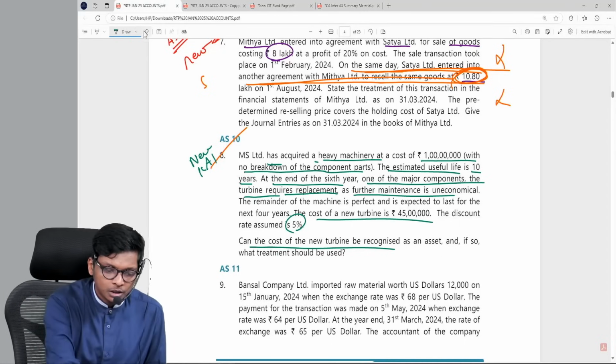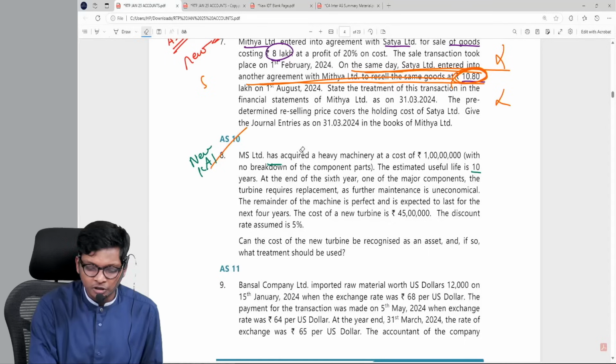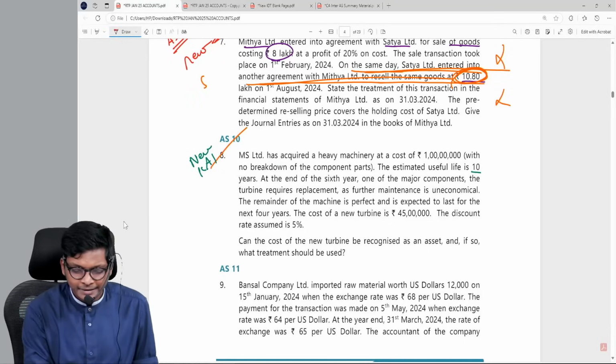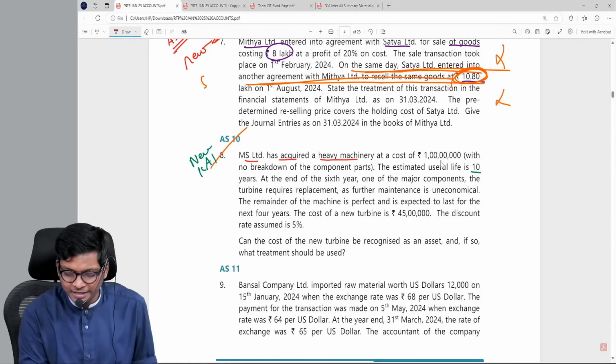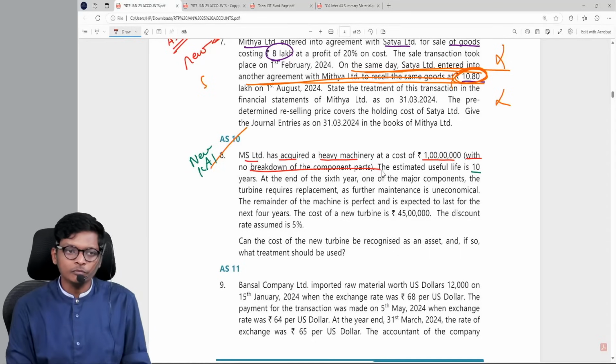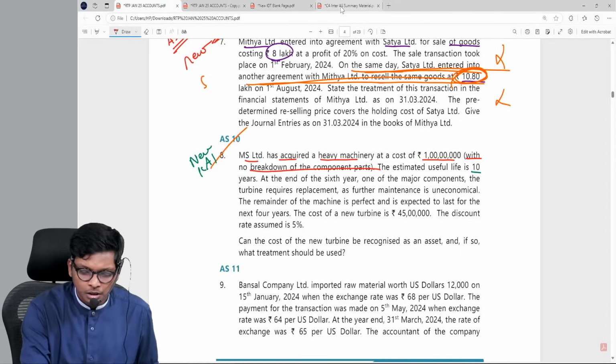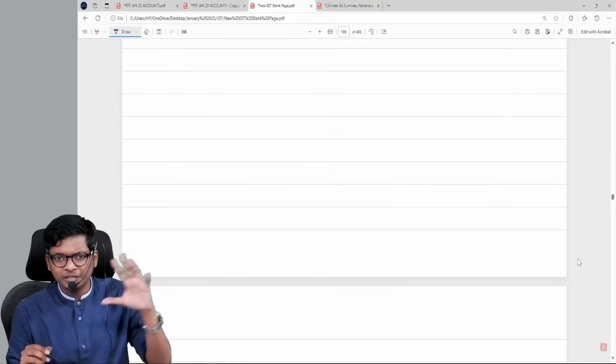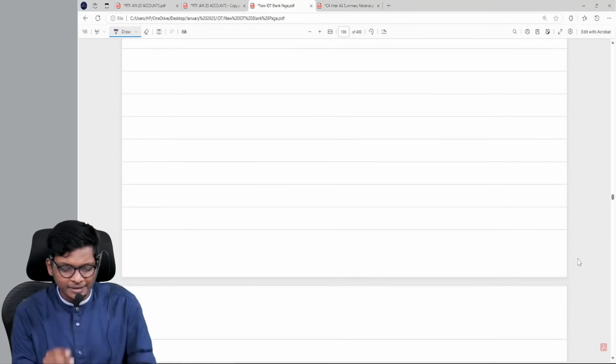Okay. This is basically the component method of accounting in AS10. Beautiful concept again in AS10, guys. Here what is he saying, MS has acquired a heavy machinery at a cost of 1 crore with no breakdown of the component parts. Let me give you context. Let me teach this from scratch itself. Not full speed, sorry, full slowly, but medium speed.